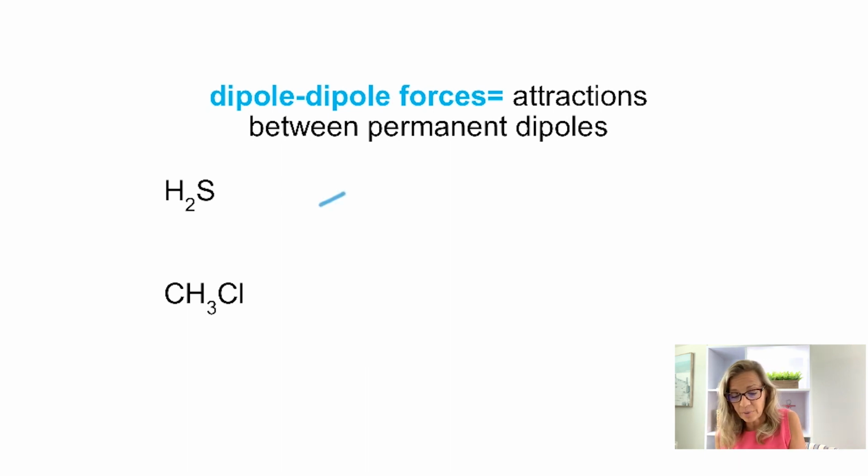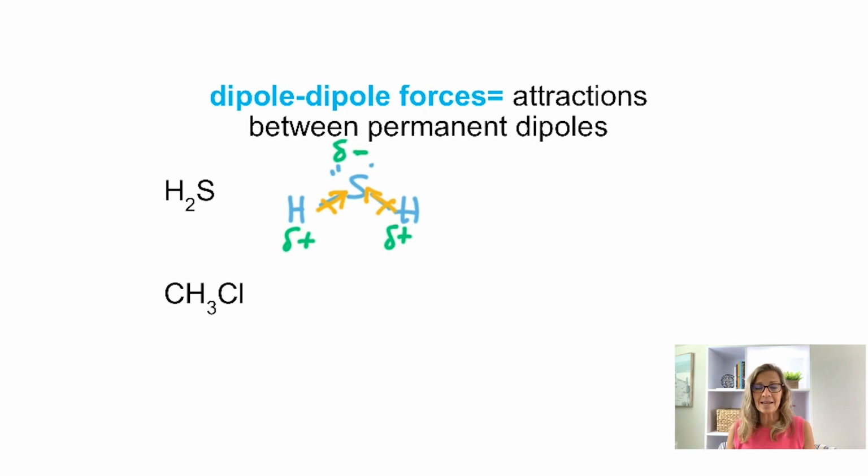And so I've got a couple examples here. I'm going to draw H2S. This looks kind of like water, except it's got sulfur. And this bond right here between the hydrogen and sulfur is polar. That's a polar bond. And so this end, the sulfur end, is slightly negative, and the hydrogen end is slightly positive. So this is a dipole. It's got two ends, and it's going to attract the opposite end of a neighboring molecule.